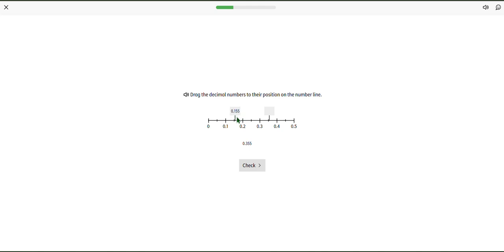And so 0.155 is between 0.1 and 0.2. This would be read 155 thousandths. That thousandths, that ending place value of what I'm ending with, tells me where my place value goes, and so on and so forth. 355 thousandths goes between the 0.3, or the 3 tenths, and 0.4, or 4 tenths.